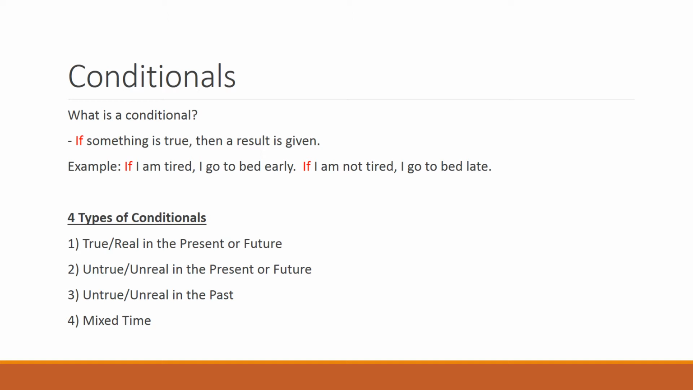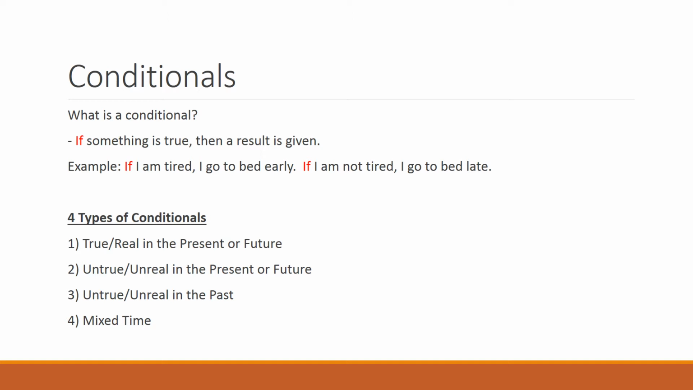If I say, if I'm tired, I go to bed early. So the condition is, I will have to be tired before I can go to bed early, or before I choose to go to bed early. So if I'm not tired, I go to bed late. So those are the conditions. The if clause gives the condition, and the clause afterwards will give you the result.